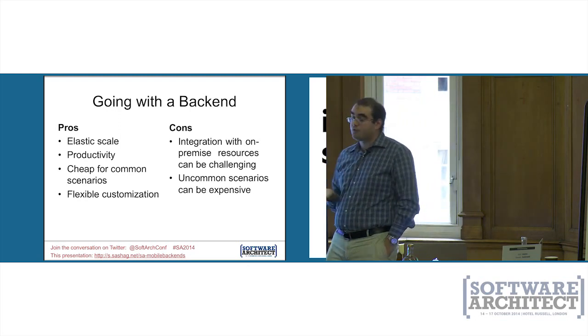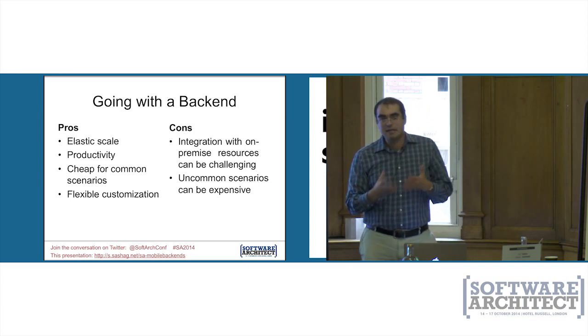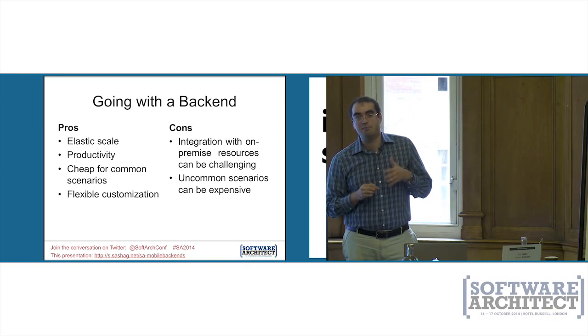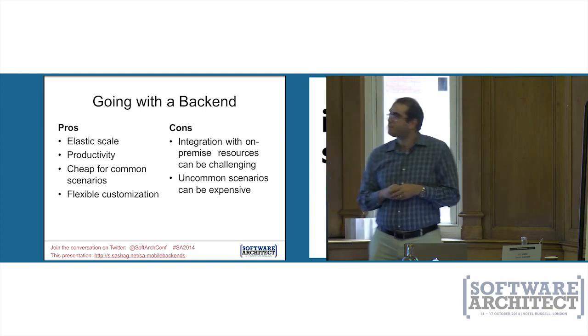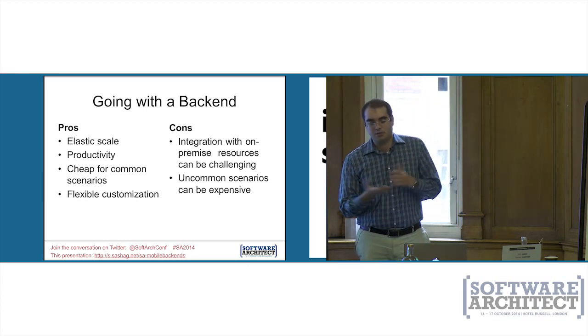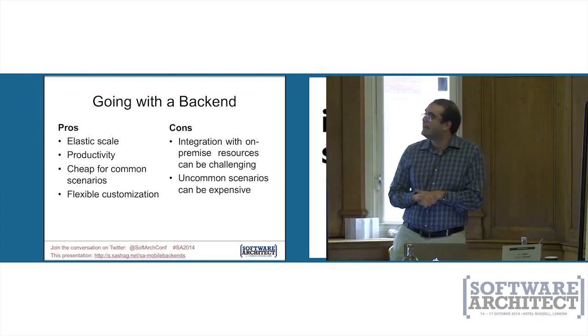We've got productivity, of course. You're not building the backend. That's a big advantage. And in many cases, these backends are really pretty powerful. So they have lots of features. It would take you many years to develop. It's cheap for common scenarios anyway. As you can see, you can support reasonably 1 million active users for $1,000 a month, which is pretty cheap.